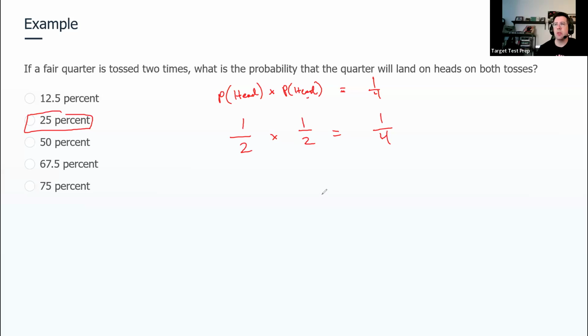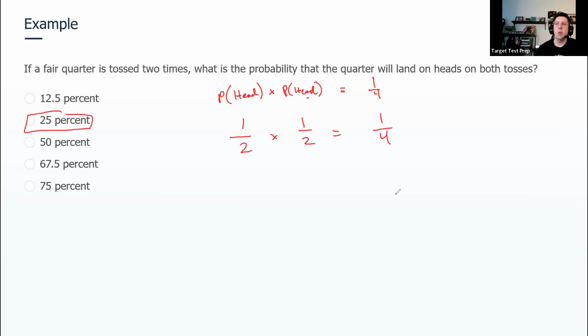Any other ways to think about this? Or let me ask you this. What would the probability be of getting one head and one tail? Would that also be 1/4? Steele says, yeah, it'd be the same.